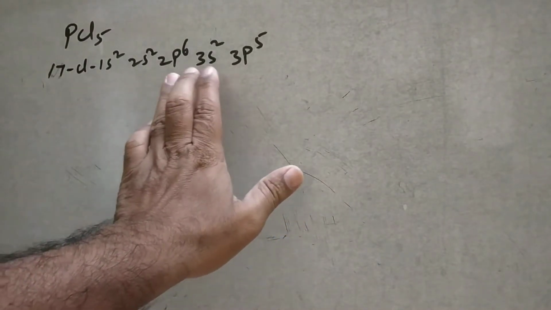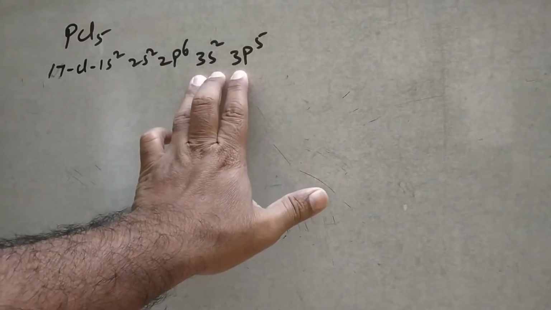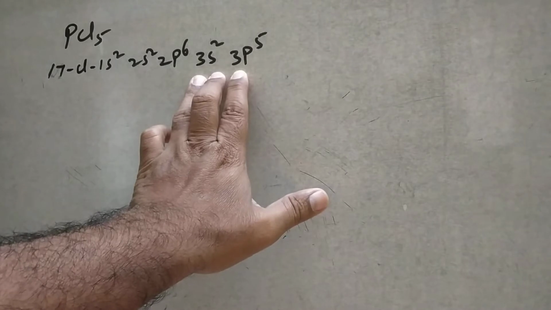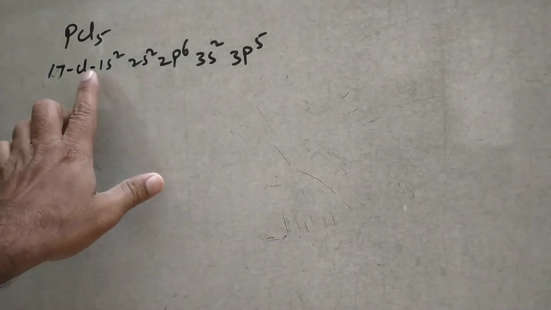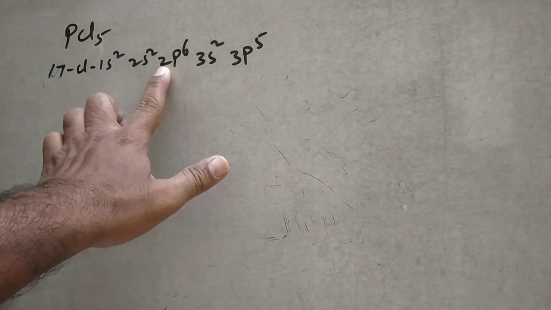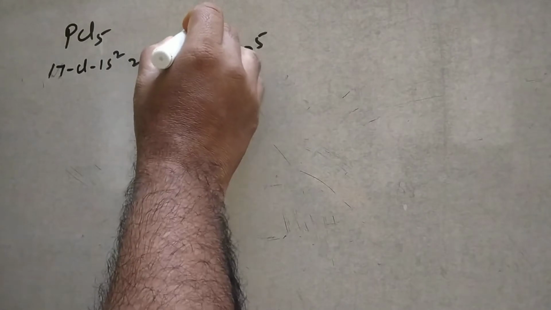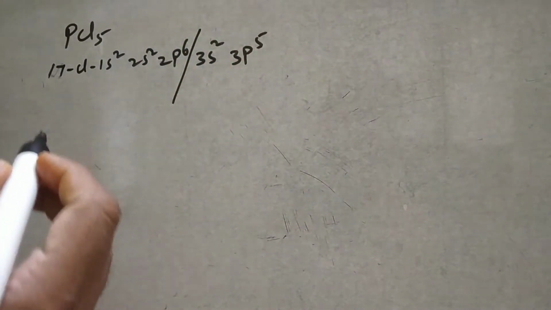Why? These electrons will take part in the chemical bond formation, not inner shells. This is the first shell. This second orbit is the second shell. This is the third orbit. So this third shell or orbit will be considered.